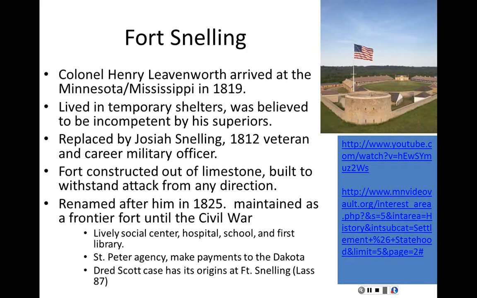And the Supreme Court will say, no, you're not a citizen, and you don't have any rights. And so because of that 1857 court case, you have one of the major conditions that leads us to the Civil War.